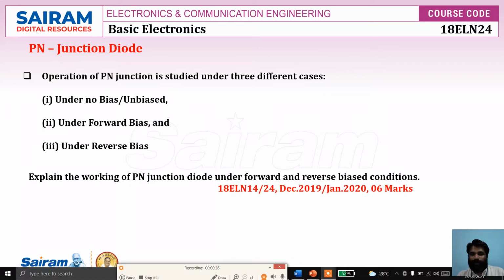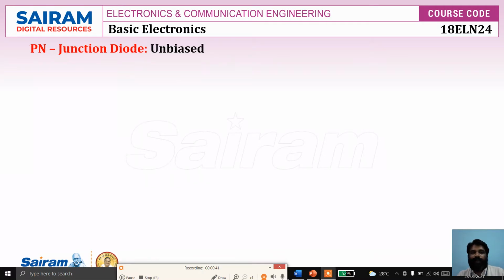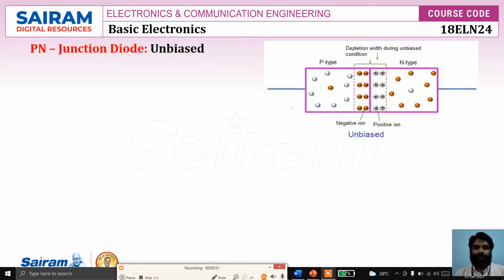So this is a question that appeared in the exam. Under unbiased, unbiased means we are not applying any external bias voltage. Bias means we apply external voltage. So this is an unbiased condition. Before they diffuse, they are electrically neutral. When they start diffusing, it forms a depletion region. So this is the depletion width during the unbiased condition. This is N type and this is P type.